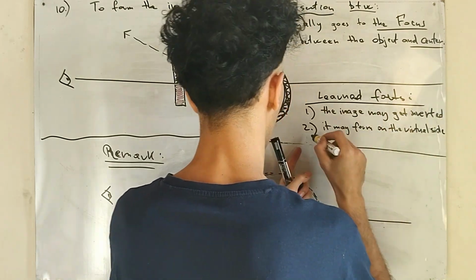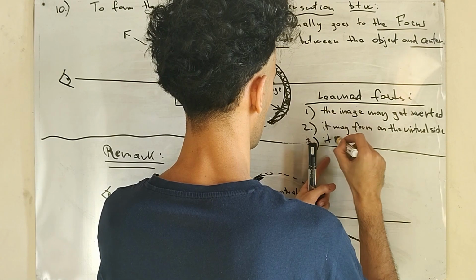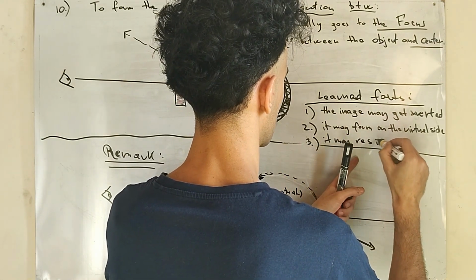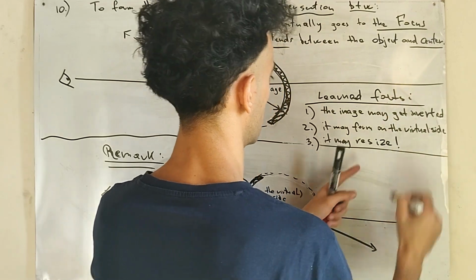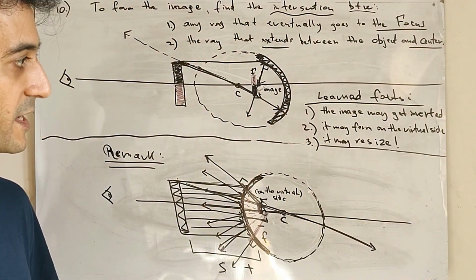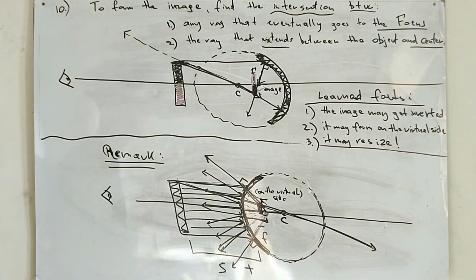Okay? And the third, it may change its size. It may resize. Very important. It may resize, it may form on the virtual side, and it may get inverted. That's it for now.